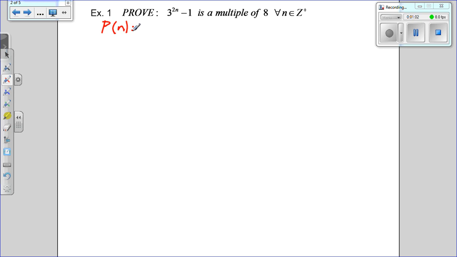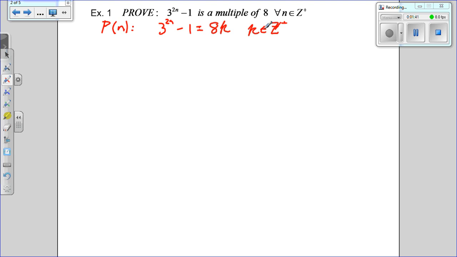In other words, what we want to show is that 3 to the 2n minus 1 is equal to 8k for some integer k. If we can show that 3 to the 2n minus 1 is equal to 8k for some integer k, then that means that 3 to the 2n minus 1 is a multiple of 8. Okay, so let's follow our pattern of induction.